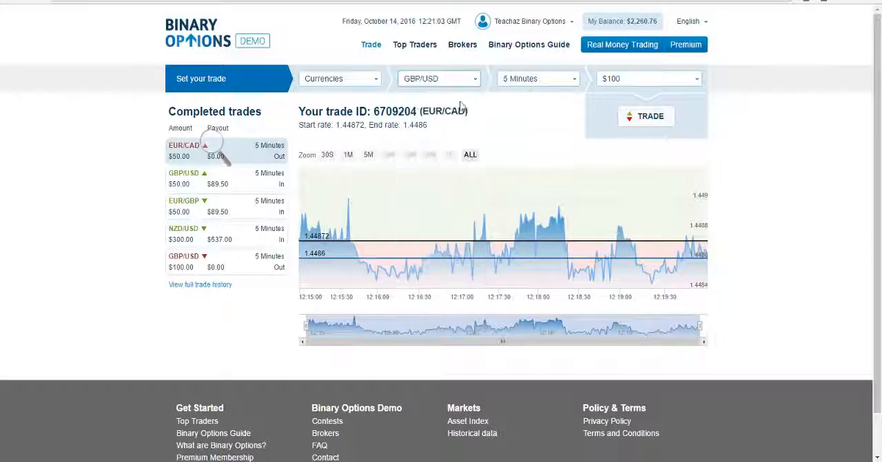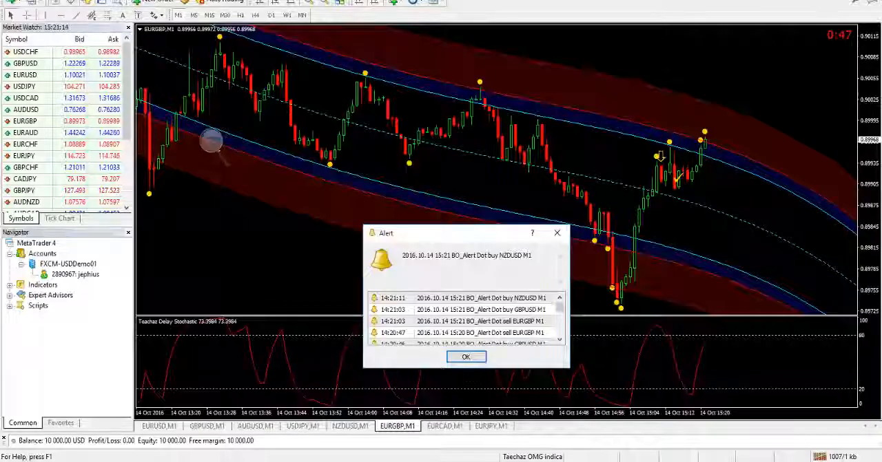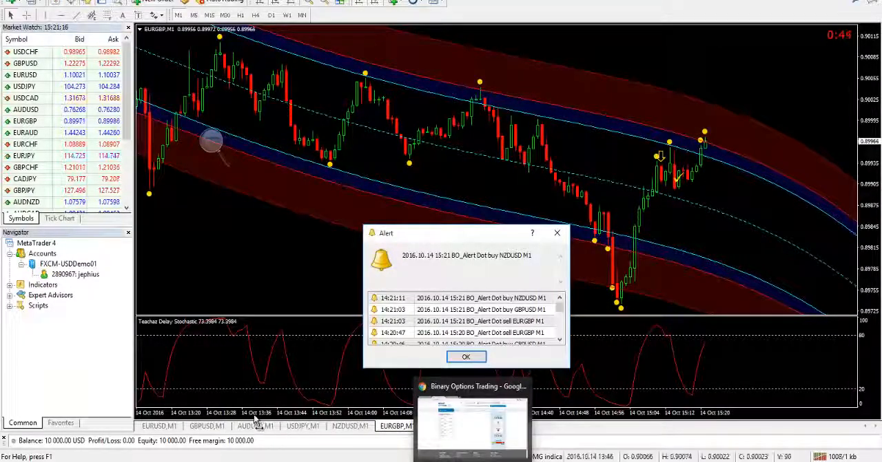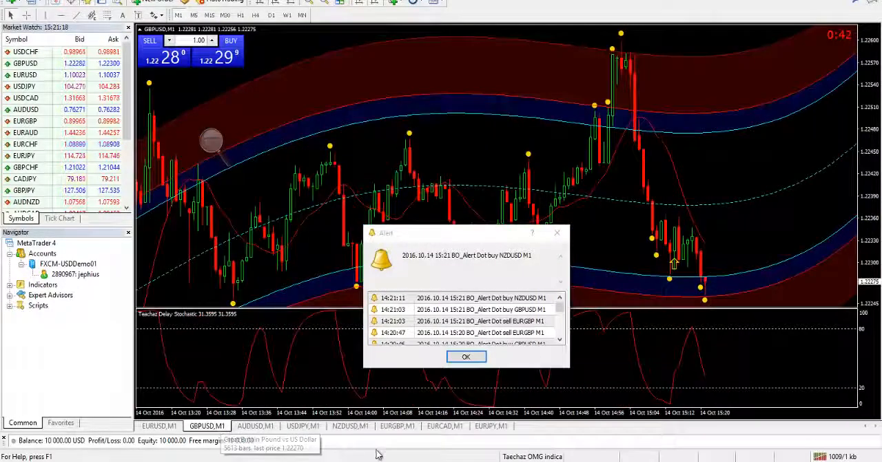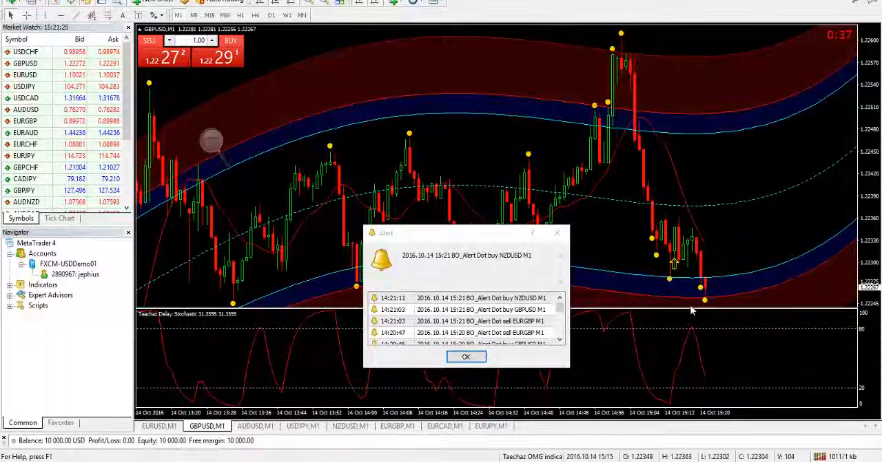This was a GBP. I'll take 50 on this one. Doesn't look very strong, but it's promising.